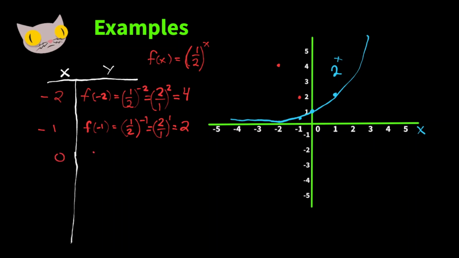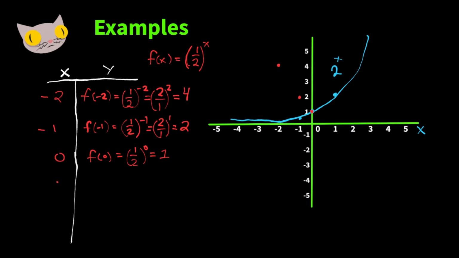At 0, we have f of 0, that's 1/2 to the 0 power. Anything to the 0 power is just going to give us 1. So our next point, 0, 1, matches up with our last one.